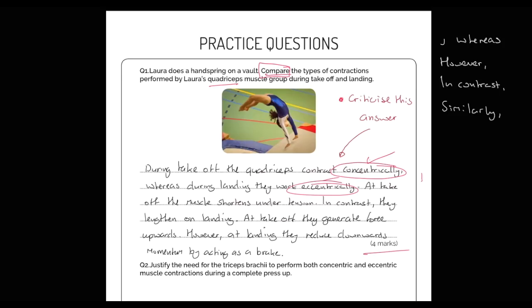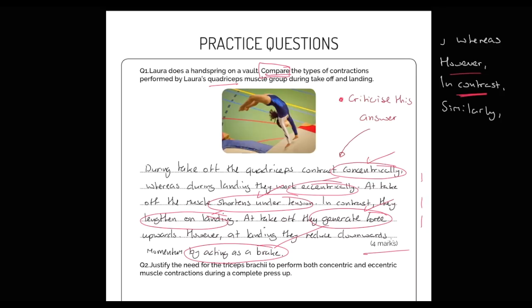At takeoff, the muscles shorten under tension. In contrast, comma, they lengthen on landing. Tick, 1 mark. Have you got the criticism yet? At takeoff, they generate force, concentrically, of course, upwards. However, comma, there's my however, comma. At landing, they reduce downwards momentum by acting as a brake. Tick, 1 mark. What do you notice is the criticism?